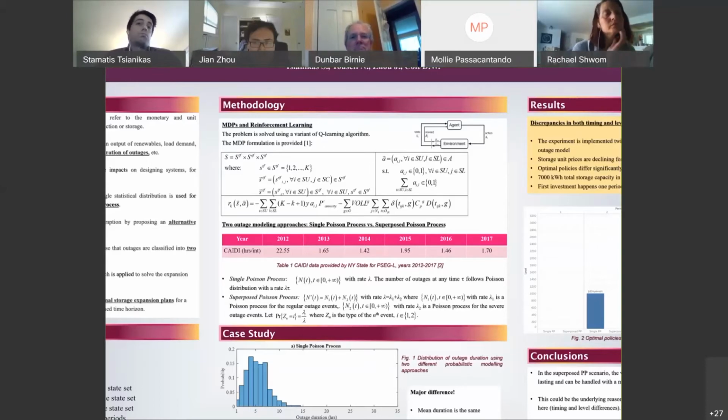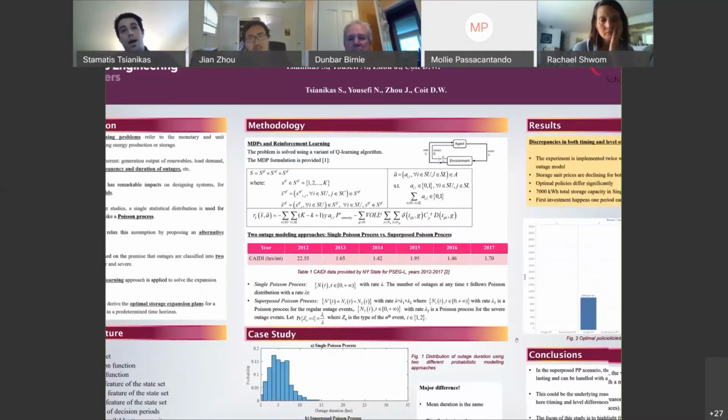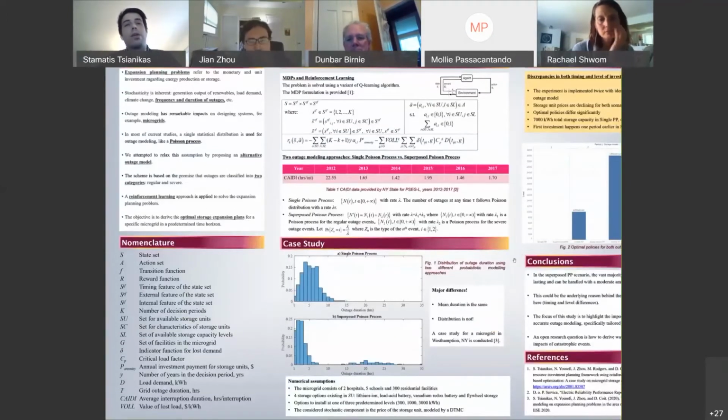So what is this scheme? First of all, if we consider a single Poisson process, we have a single rate lambda, and the number of outages at any time t follows a Poisson distribution with rate lambda t. If we consider this alternative superposed Poisson process scheme, we have two distinct Poisson processes: one with a rate lambda 1 for the regular events, and the other with rate lambda 2 for the severe outage events. And of course, afterwards, we can define the probability that an outage coming from this superposed Poisson process comes from the regular process or the severe process.